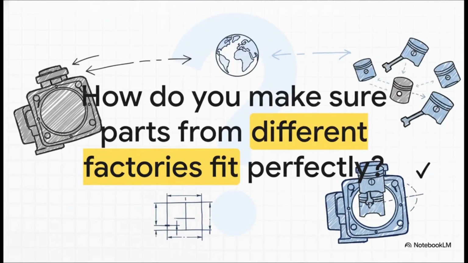Okay, so let's really dive into this. Picture this. You're building a high-performance engine. The engine block is being machined in Germany, and the pistons are being made in Japan. How do you guarantee, with absolute 100% certainty, that every single piston is going to slide perfectly into every single engine block? Because if you're off by even a fraction of a millimeter, that could mean total catastrophic failure. This is the exact high-stakes problem that GD&T was invented to solve.